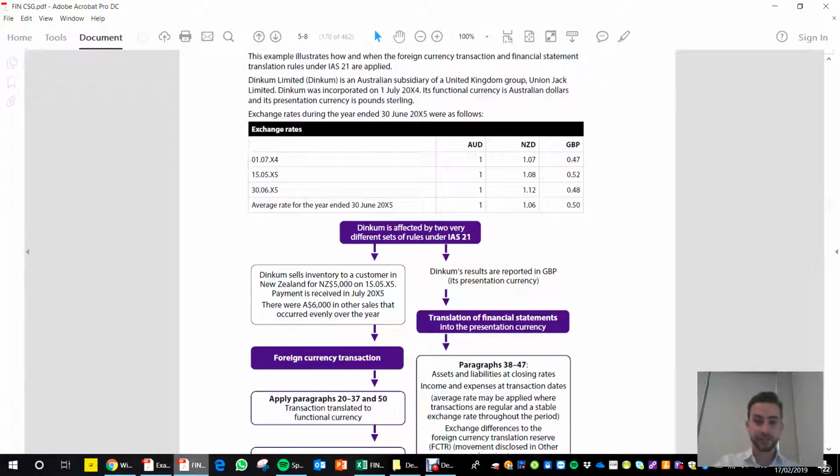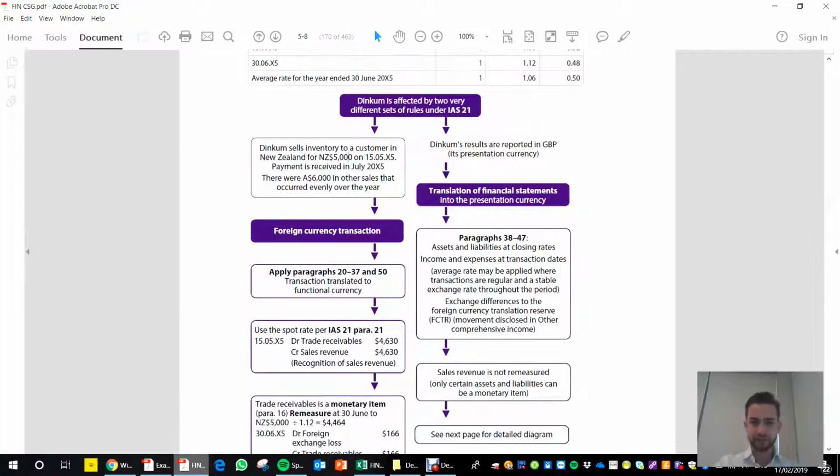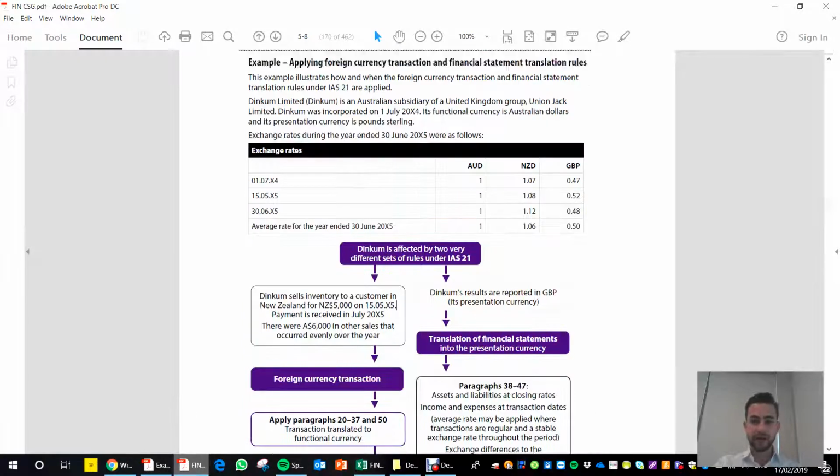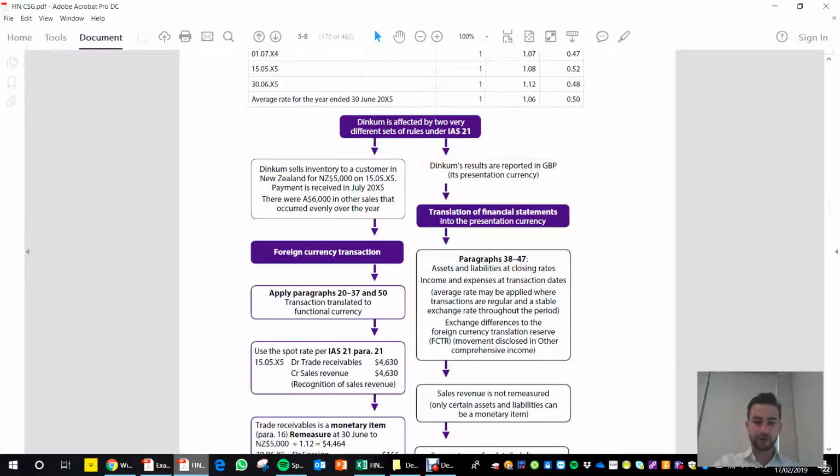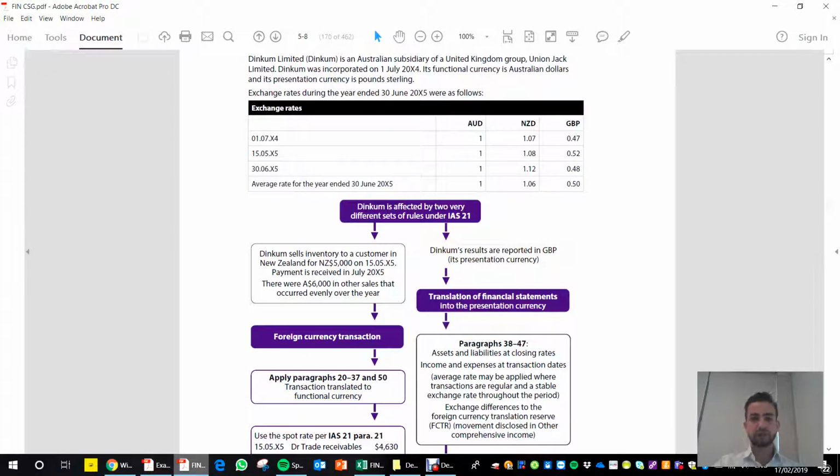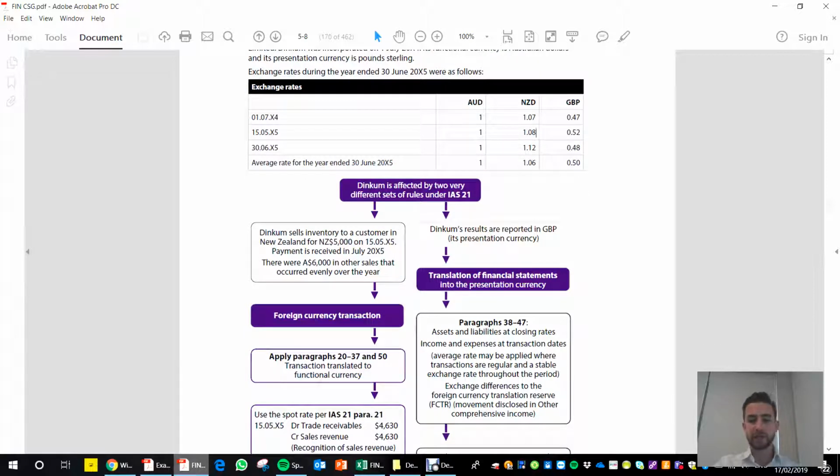foreign currency transactions. Okay, so the first thing we want to do is, on the 15th of the 5th, recognize the trade receivable amount and also the revenue. So first of all, what do we remember? We remember that transactions are done at the spot exchange rate, so the date of the transaction, which was made on the 15th of the 5th. The way we calculate that is we take our $5,000 and divide it by our exchange rate on the date of the transaction, 1.08, and that gets us to AUD 4630.